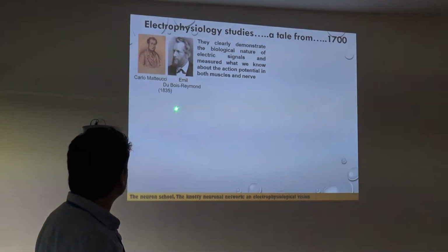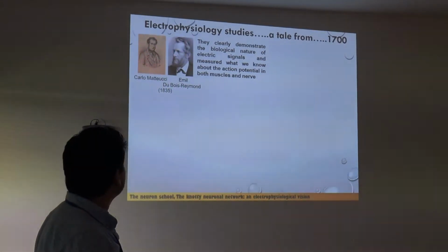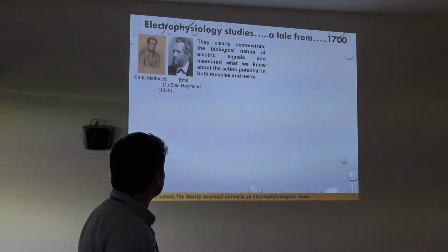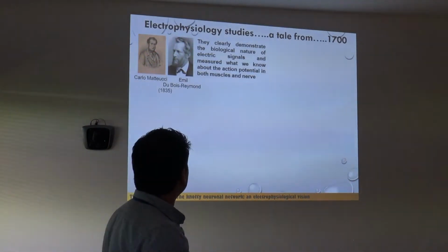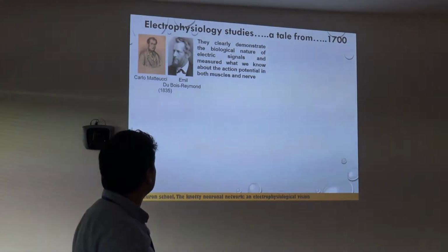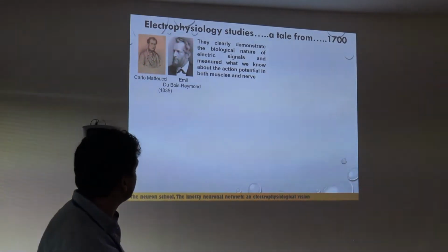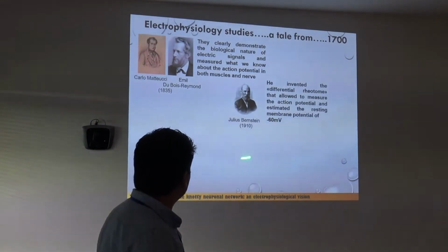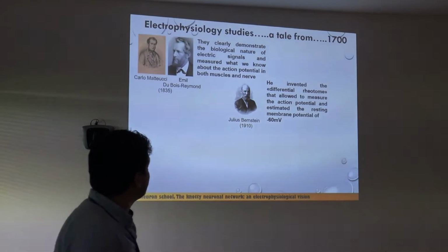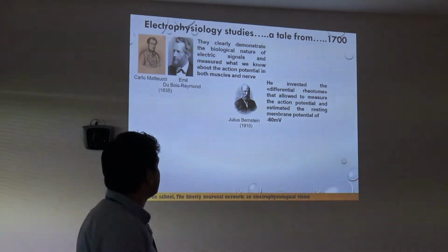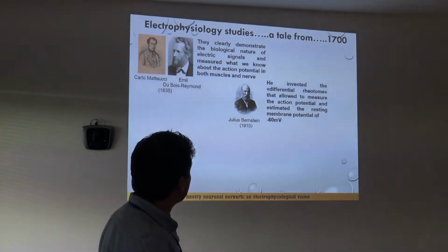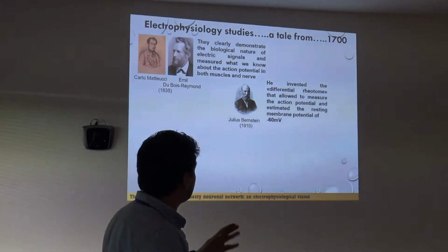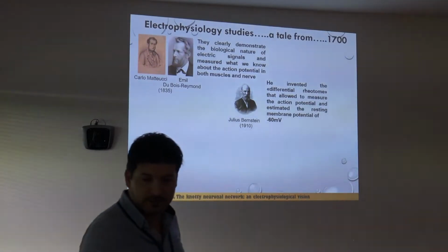Also, Carlo Matteucci and Émile Dubois-Reymond clearly demonstrated the biological nature of electric signals and measured what we know today about the action potential in both muscles and nerves. Julius Bernstein invented the differential rheotome that allowed measuring for the first time the action potential and estimating the resting membrane potential at about -60 millivolts.